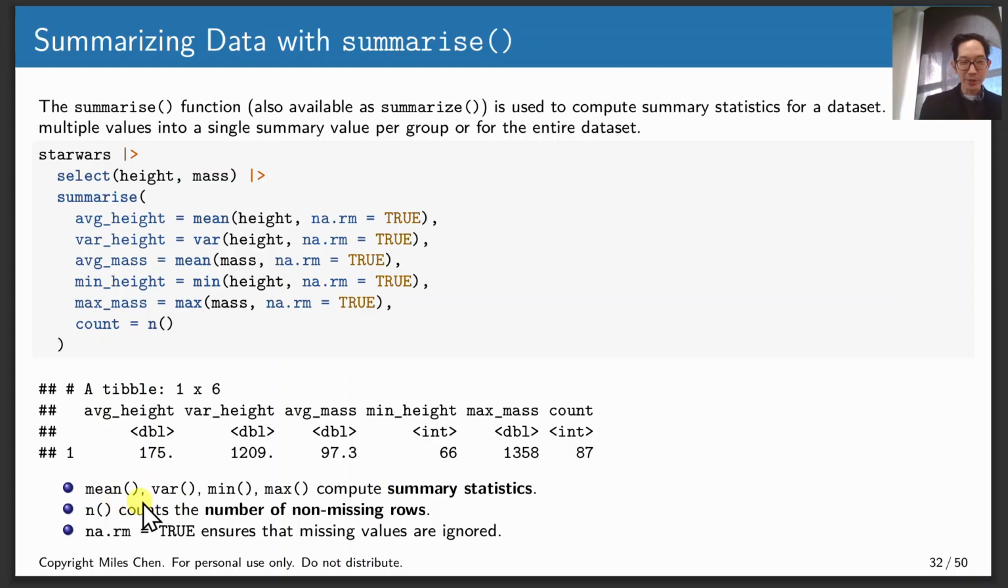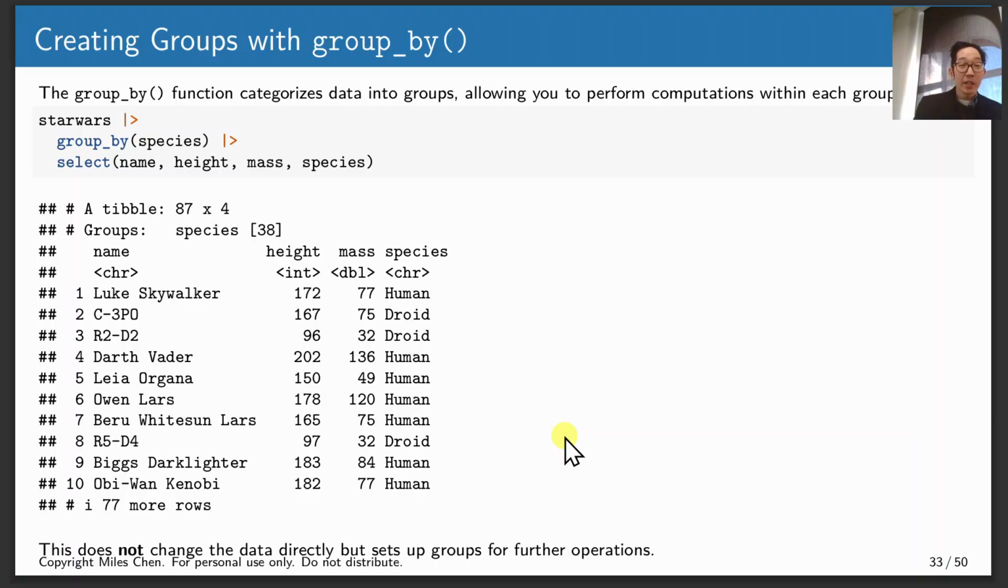Okay, so we have these compute the summary statistics, and then n counts the number of rows that get summarized there. Okay, here I'm going to call group by. Now when you do group by, it doesn't look like anything happens. Okay, so group by doesn't change the data directly, but there is a subtle difference, and it just puts in this thing, groups, species, 38. That's the only real noticeable change.